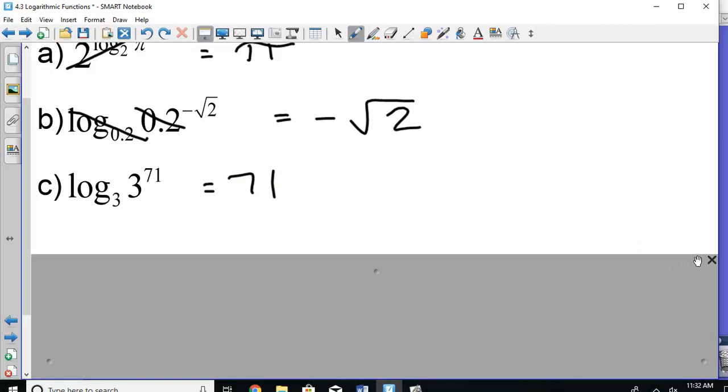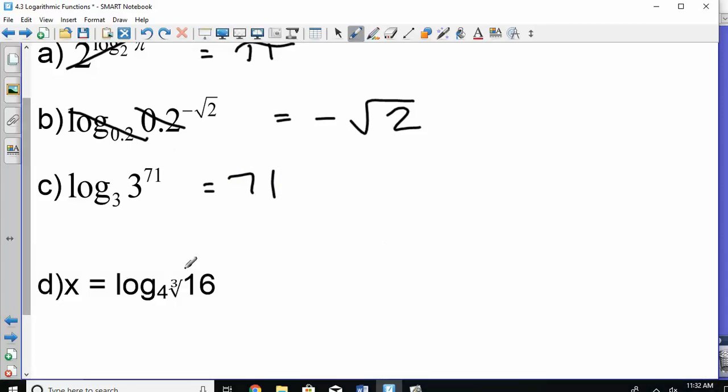71. All right. What about D? X equals log base 4 of the cube root of 16. There's two different ways of solving this. We could use properties, or we could treat it like we've done in previous problems.